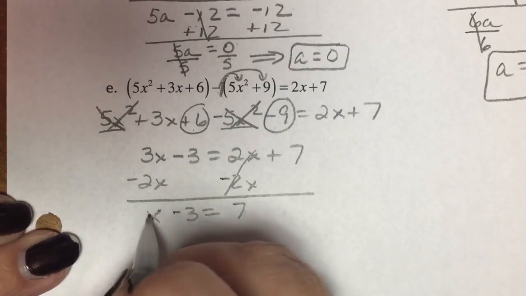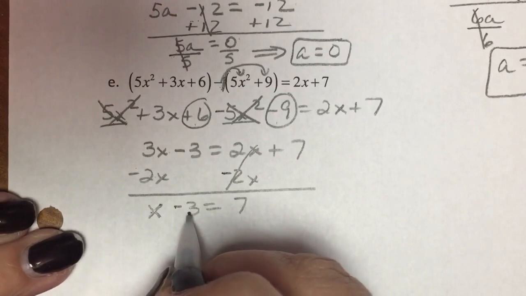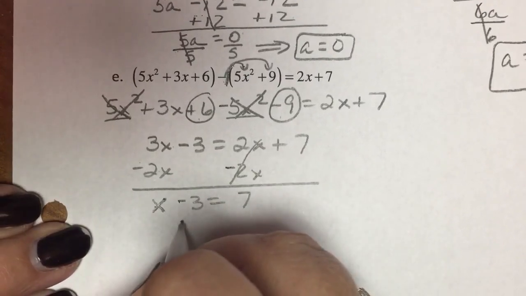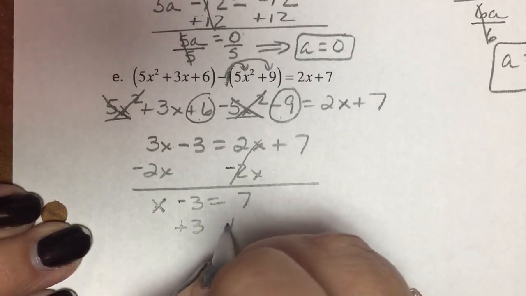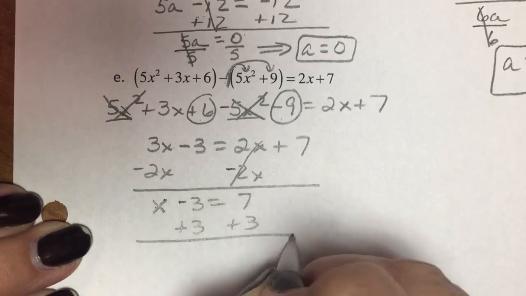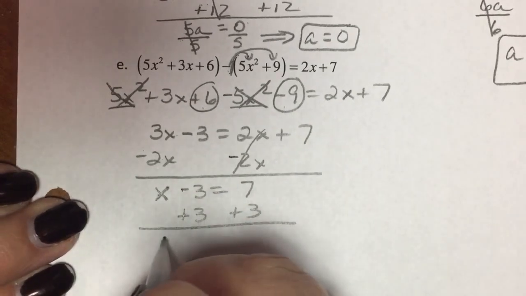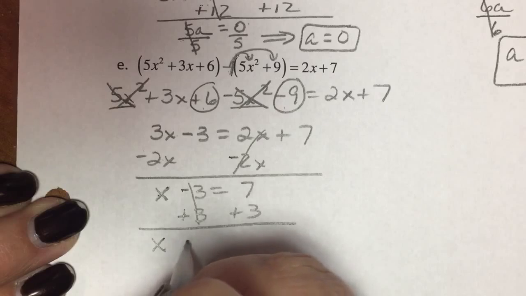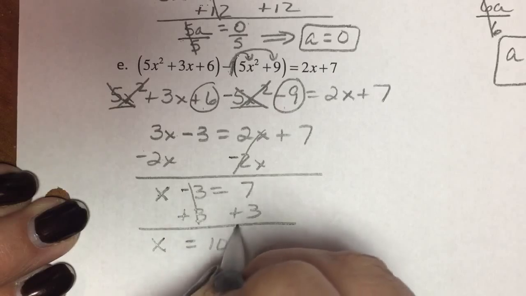All right, I need to get the x alone. Right now, 3 is being subtracted, so how do I undo that? I'm going to add 3 to both sides. And finally, I get x, those cancel, is equal to 10.